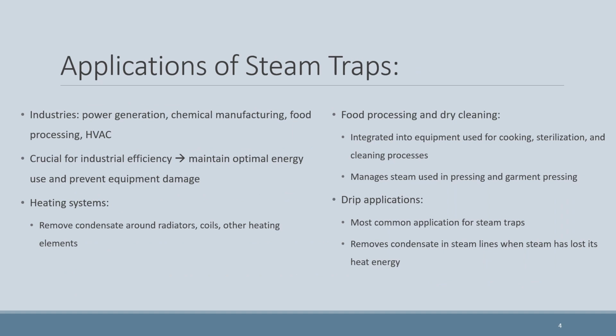Steam traps can be seen in a wide range of industries such as power generation, chemical manufacturing, food processing, and HVAC. They are crucial in maintaining optimal energy use and preventing equipment damage. They are strategically placed in systems and equipment like heating systems, food processing, and dry cleaning equipment to remove condensate and manage the steam in them. They are most commonly used in drip applications though, which involves condensate forming in steam lines when the steam has lost its heat energy.